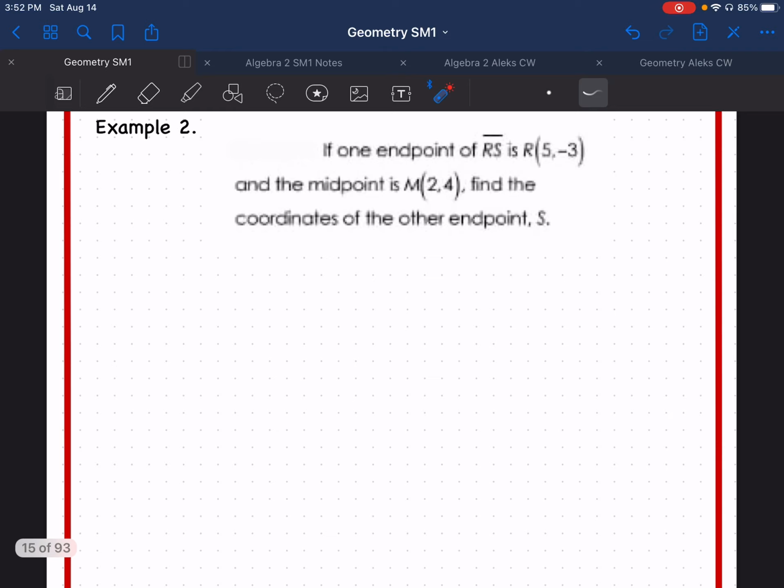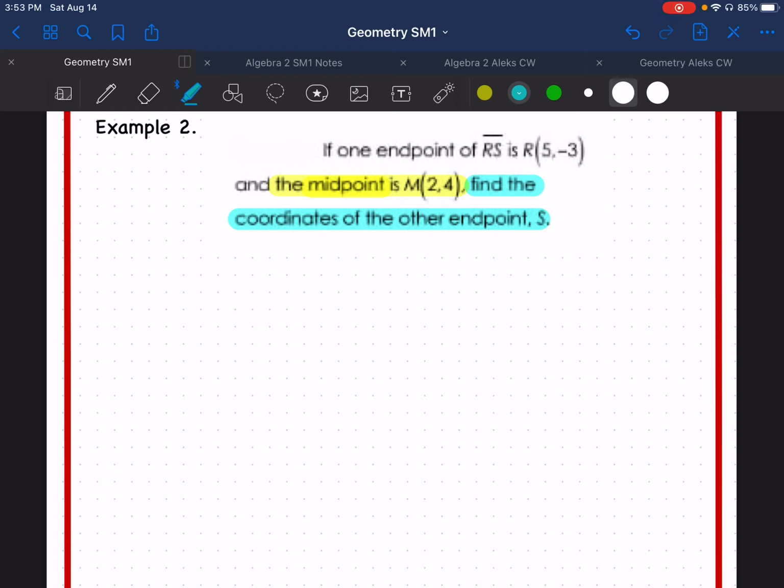If the endpoints of segment RS is R(5, -3), and the midpoint is M(2, 4), find the coordinates of the other endpoint S. Let me grab my black pen back. Remember, we always want to highlight that word midpoint, but notice what they're telling you here. The midpoint is given. They want me to find the coordinates of the other endpoint. They don't want the coordinates of the midpoint.